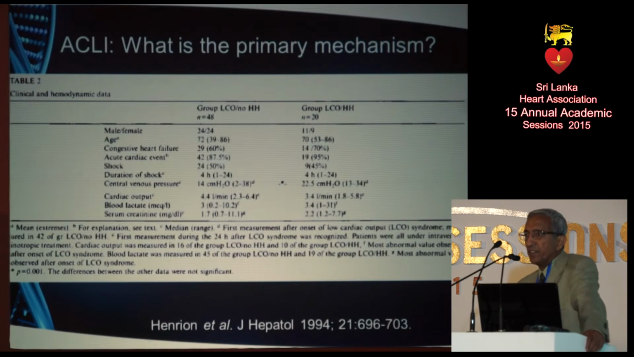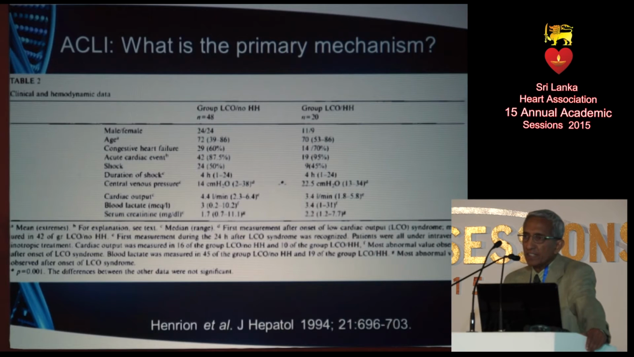The study by Henrion looked at two groups of patients. Both had low cardiac output, denoted LCO, and HH denotes hypoxic hepatitis. So they compared the two groups, the group who had low cardiac output without any hypoxic hepatitis versus the ones who had concomitant hypoxic hepatitis. As you can see, the majority of the parameters were not much different between the two groups: the gender, the age, the previous history of heart failure, the occurrence of the acute event, the duration of shock, cardiac output, blood lactate levels, and so on.